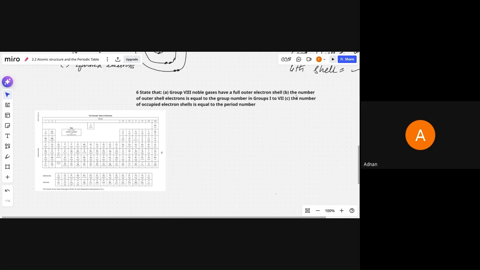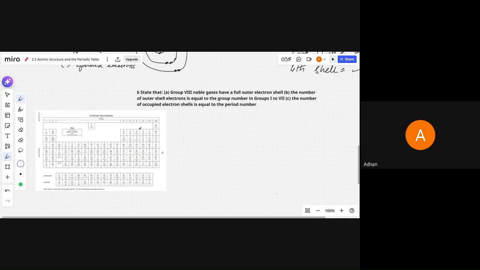The next one says that the number of outer shell electrons is equal to the group number in groups 1 to 7, and the number of occupied electron shells is equal to the period number. In order to explain this, let me change this pattern a bit. I'll start from B and C.